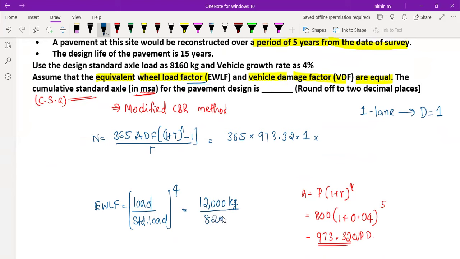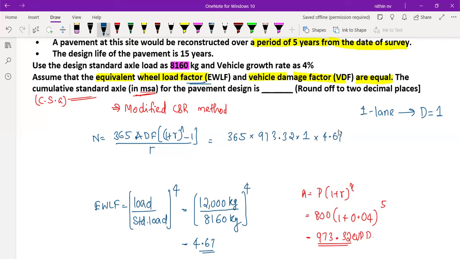Generally, we used to take 8,200 kilogram. But in this question, they have already mentioned 8160 kilogram. So once they give any value in the question itself, then we shouldn't assume anything, right? Just take it as it is. Both the load values should be in the same unit, then only it will get cancelled, raised to 4. Once you do this, you are going to get 4.67. That's it, a unitless value.